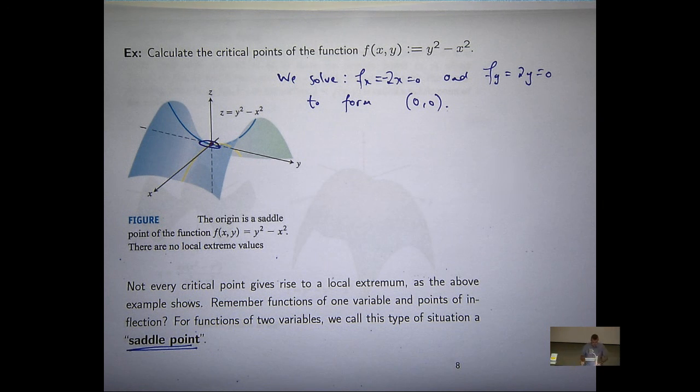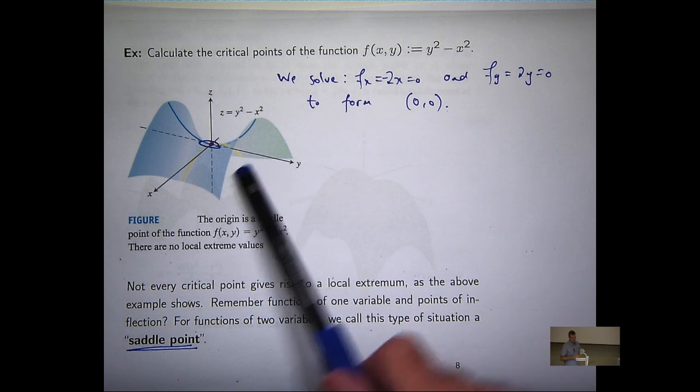Now, saddle points can look like all sorts of types of functions. They don't always look like this, okay? But this is a nice example, you can see where the word saddle point comes from just from this graph because it looks a bit like a saddle.